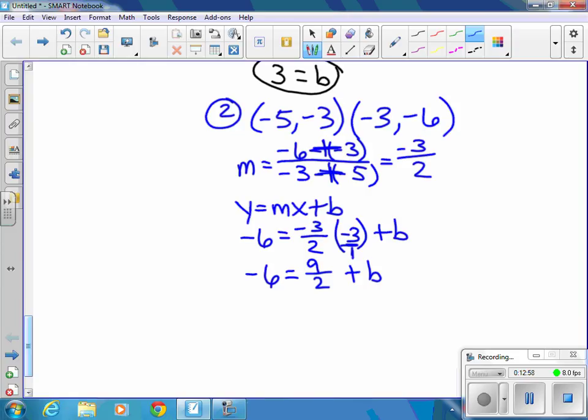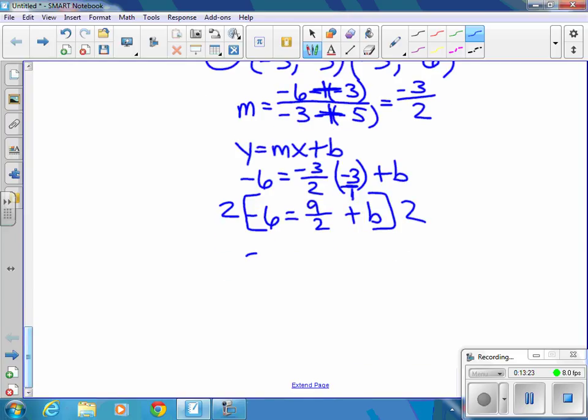So then the next step is to get b by itself. You want to subtract 9/2 from both sides. Or even better, because many of you don't like fractions, let's scratch that, and let's get rid of fractions the way we've been getting rid of them through our equation chapter. If I want the fraction to go away, I can make my life a lot easier by multiplying the entire equation by 2 on both sides, and the fraction will disappear. So if I multiply by 2, I have -12 equals, the 2 goes away because of the 2 on the outside. That leaves me with 9 plus 2 times b is 2b.